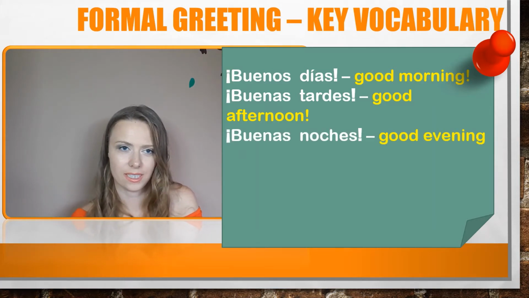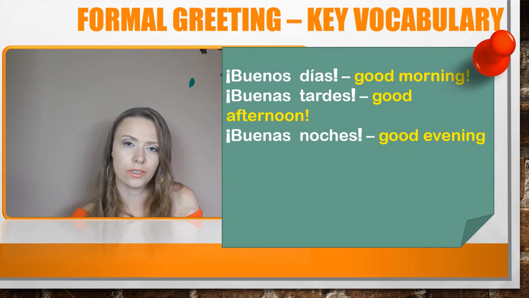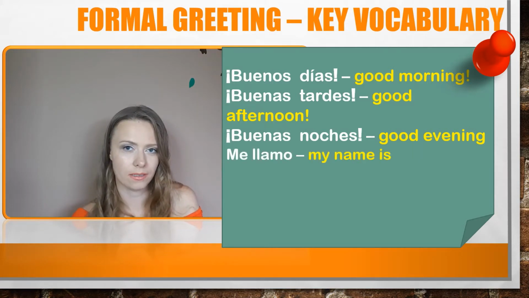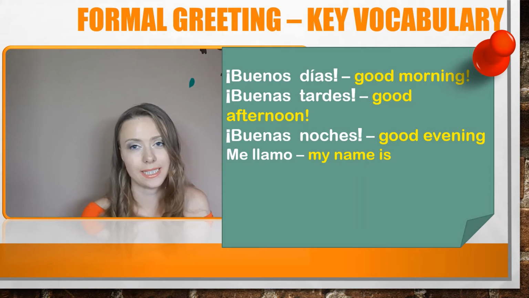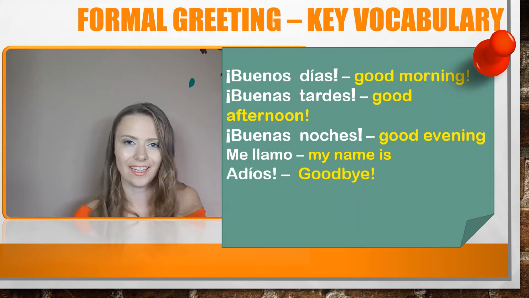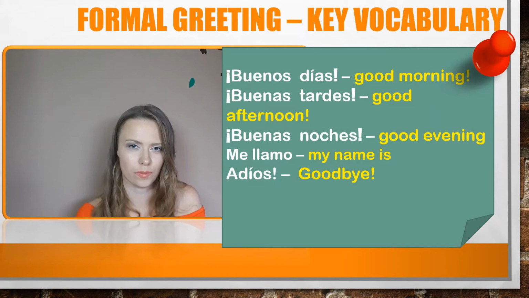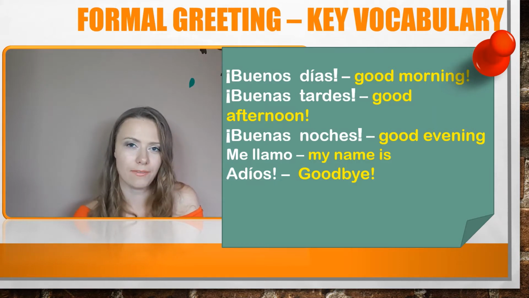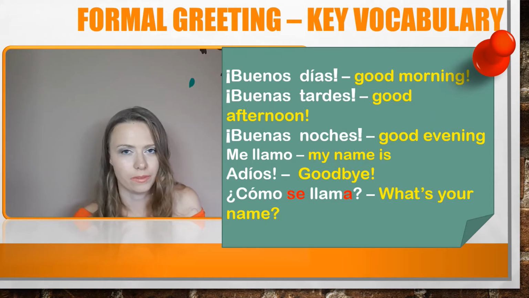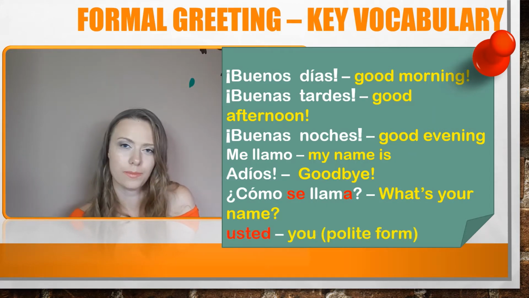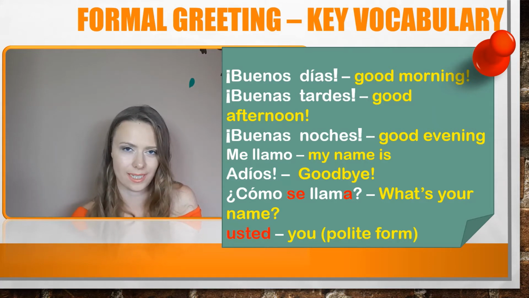To introduce yourself, you would use the phrase me llamo Elena. And you could add your surname, like me llamo Elena Jiménez. At the end of the dialogue, you can simply say adios. Remember, in a formal situation, if you want to ask someone what's their name, you would have to say ¿Cómo se llama? And the pronoun that you would be using is usted, which is a polite form of addressing someone in Spanish.